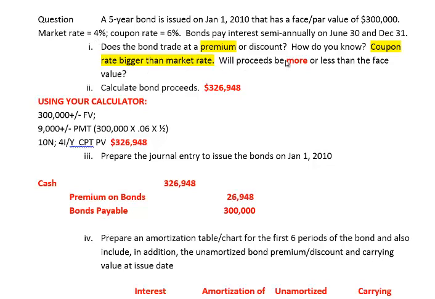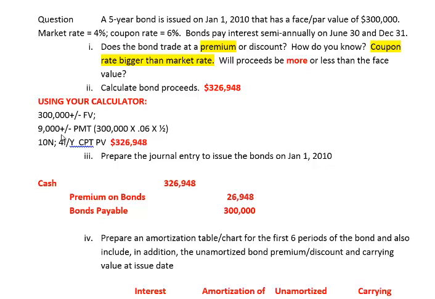So we would expect that the proceeds, the amount of cash we get when we issue the bond, is going to be more than the face value. So we can calculate those proceeds as follows. Using your calculator, we can plug in $300,000 as our future value, and again, that's the lump sum that will be paid back to the investors by the issuer in 5 years' time. That's $300,000. We made it a plus minus to make it a negative because it's going to be an outflow from the issuer back to the investor.